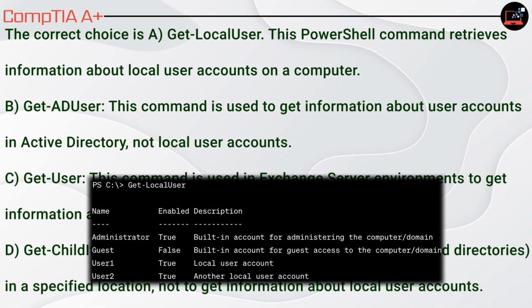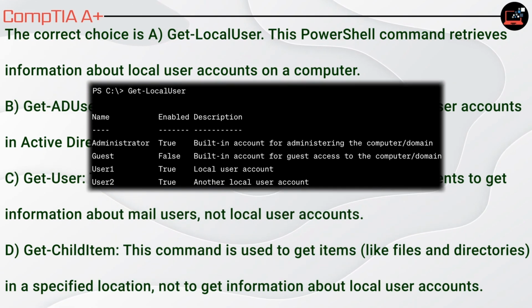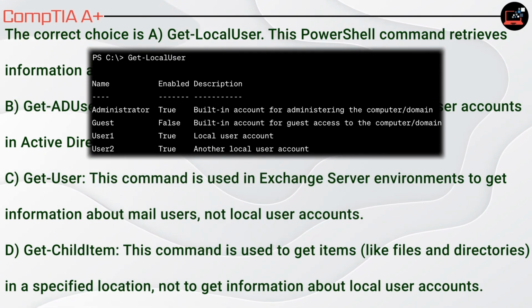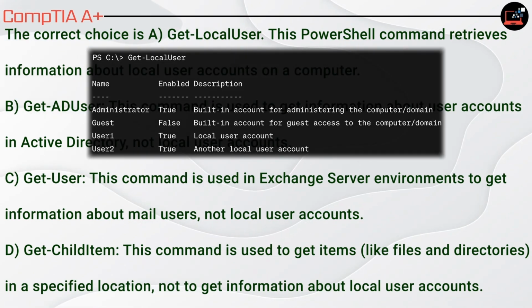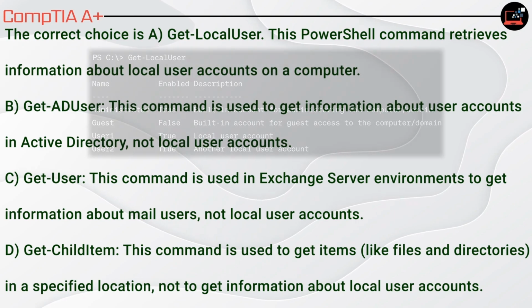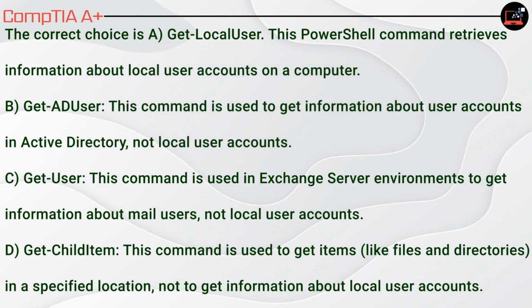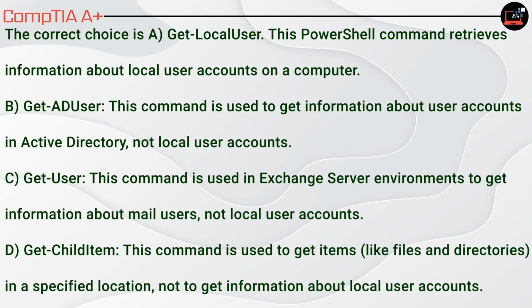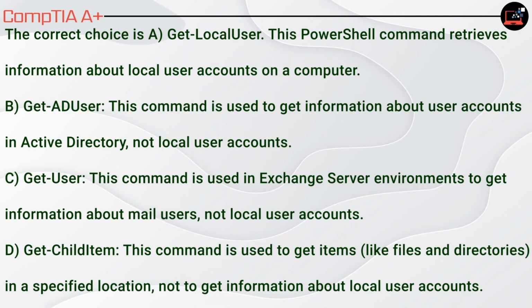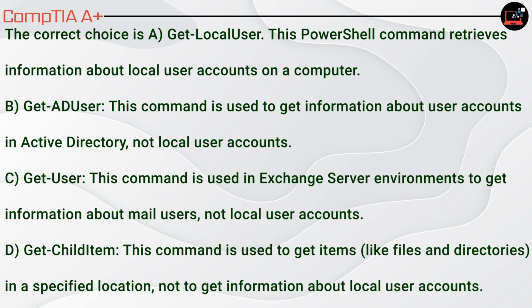Get-LocalUser. This PowerShell command retrieves information about local user accounts on a computer. B. Get-ADUser. This command is used to get information about user accounts in Active Directory, not local user accounts. C. Get-User. This command is used in Exchange server environments to get information about mail users, not local user accounts. D. Get-ChildItem. This command is used to get items like files and directories in a specified location, not to get information about local user accounts.